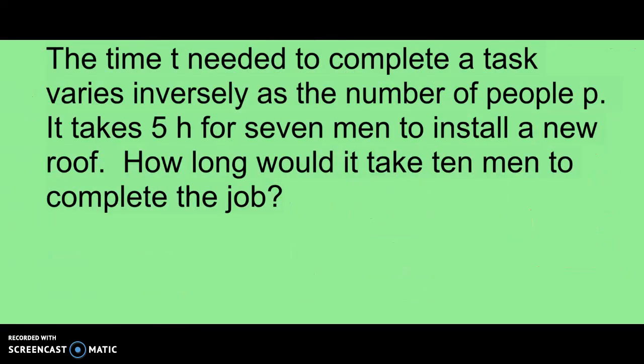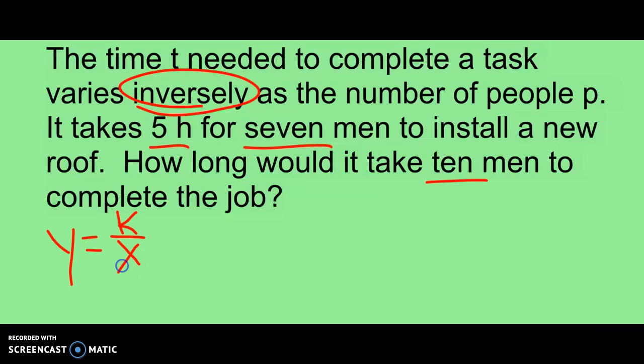All right, time needed to complete a task varies inversely as the number of people, right? The more people you have, the less time it's going to take. So it takes 5 hours for 7 men to install a new roof. All right, well, how long would it take 10 men to complete the job? So here it says inversely, so we're going to use this formula: y equals k over x.